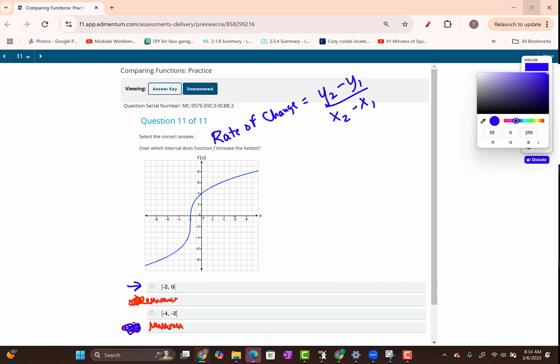So let's start with -2 and 0. Those are the x values we're looking at. So when this graph is at x equals -2, what is the corresponding y value? It's 0. When the x value is 0, the corresponding y value is 4. So there's my ordered pairs. Here's my x2, my y2. It doesn't really matter which one is your x2 and your y2 as long as you're consistent.